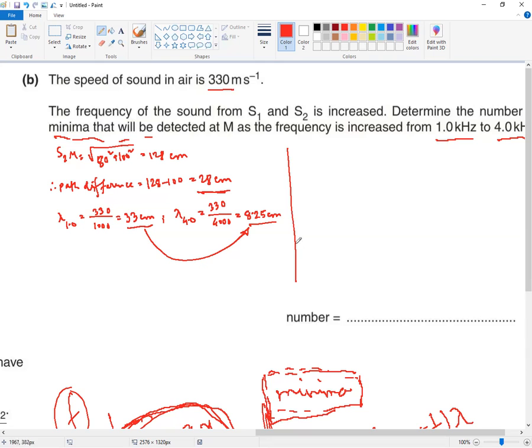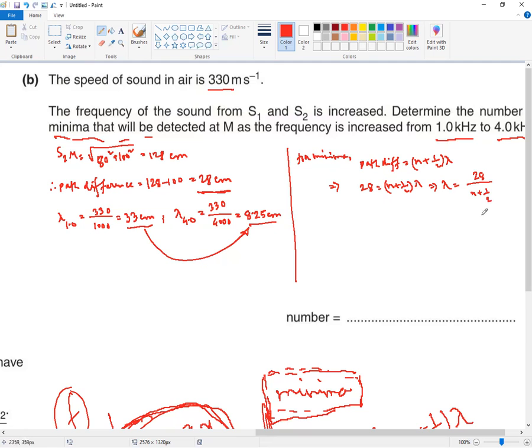So I'm going to write over here: n plus half into lambda. Exactly. For minima, path difference equals n plus half into lambda. In this case, we know the exact value of path difference, which is 28 centimeters. So I'm going to place it over here. 28 equals n plus half into lambda. So if I just make lambda the subject, lambda equals 28 divided by n plus half.